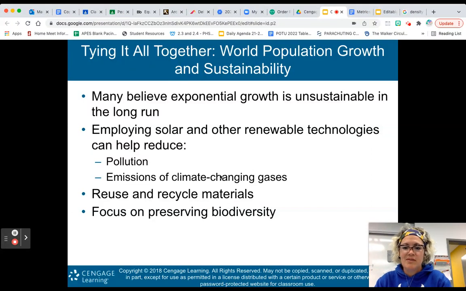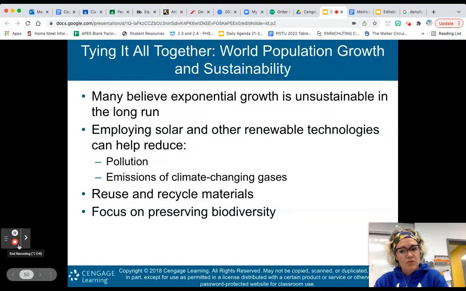Reduce, reuse, recycle, focus on preserving biodiversity, all of the sustainable issues, all of the agricultural issues, only using fertilizer to what we need. There's a lot that we can do and that we need to do in order to combat the overuse problem that comes from population growth. All right.